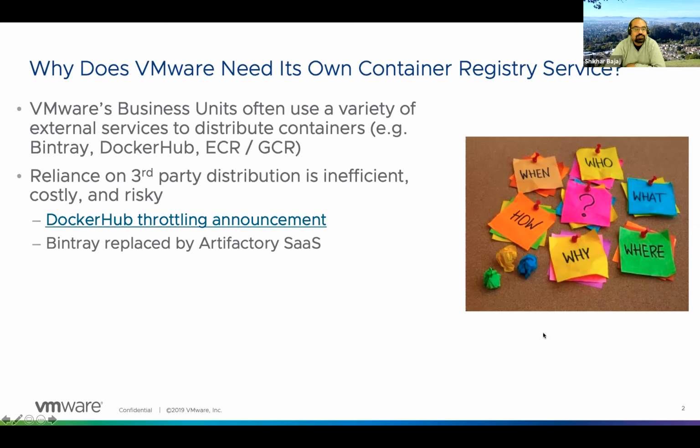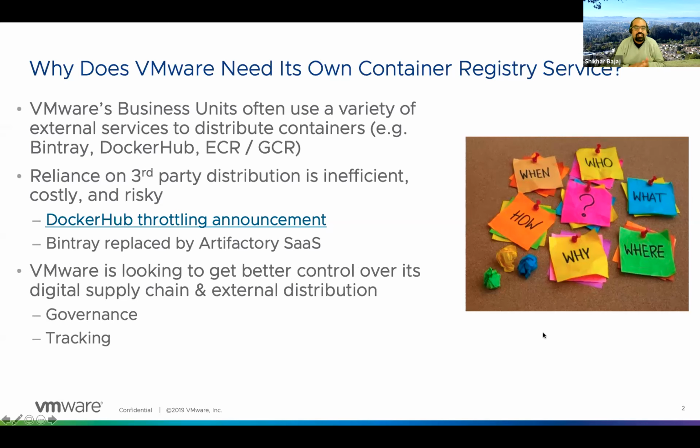Similarly, even on the commercial services, Bintray from JFrog has recently been EOL'd and is being replaced by a new service called Artifactory SaaS. This causes friction among the development teams in having to change all of their pipelines because they have to migrate to a new service.